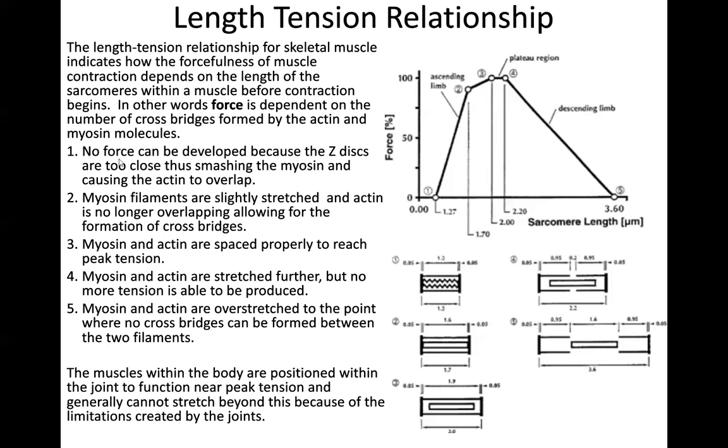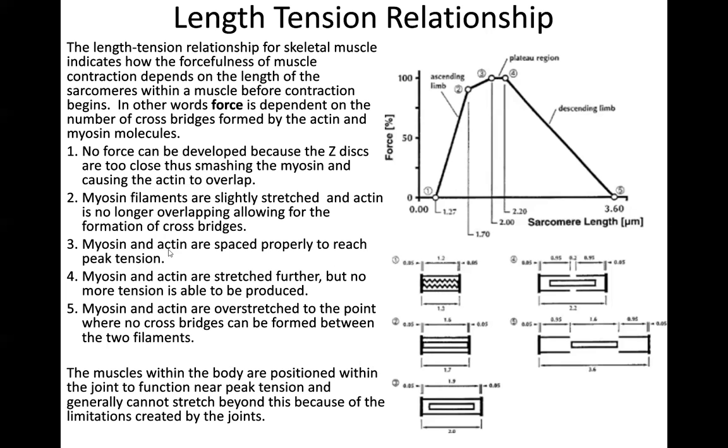No, okay? So in number 1, no force can be developed because the Z discs, and that's what we see down here, are so close together, and thus the myosin and actin are smashed together, and therefore no force can be produced. Whereas we go to point 2, and we lengthen the sarcomere just a little bit, look what happens to the amount of force that can be produced. Okay, we stretch the sarcomere to the point where now we can actually shorten it when it contracts, and thus force can be produced.